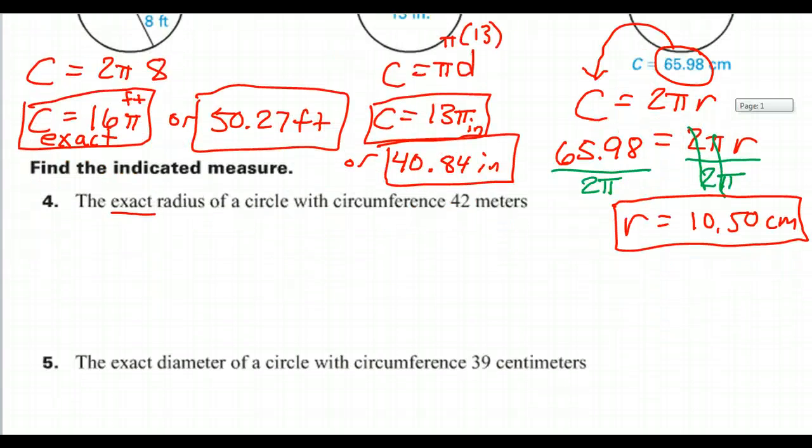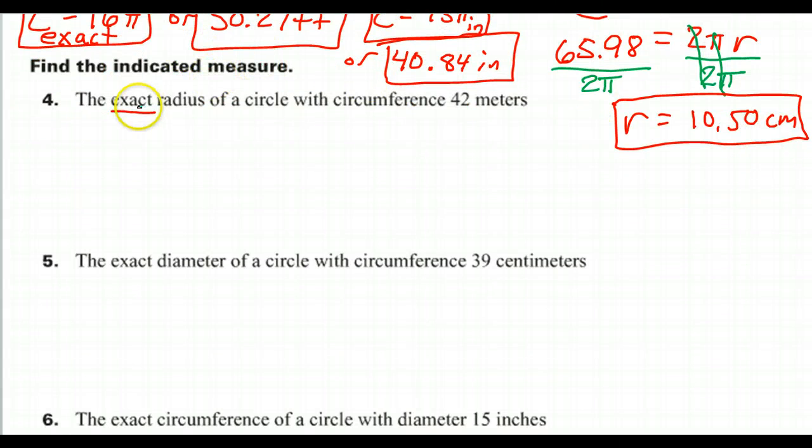Let's keep going. Look at number 4. Find the indicated measure. We want the exact radius of a circle with circumference 42 meters. All right, well, we're going to do this the same way as we did the last problem where we had to find the radius, but this time no decimals because it says exact. So again, one formula for the circumference is 2 pi r. We're supposed to find the radius, so that means we're looking for r. But they gave us the circumference is 42. So I can just take this 42 and put it in where it goes for circumference.